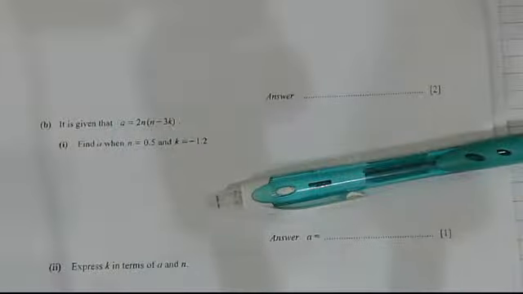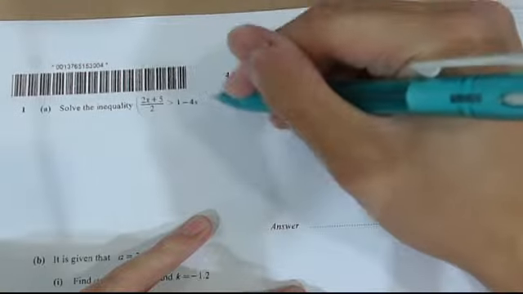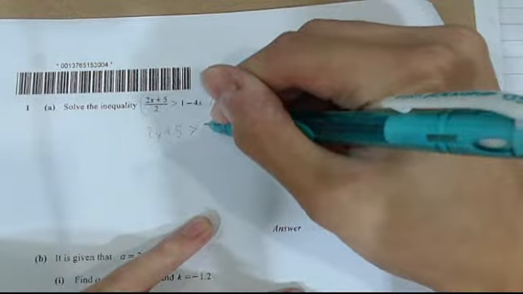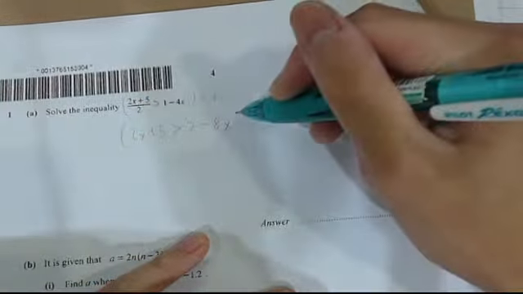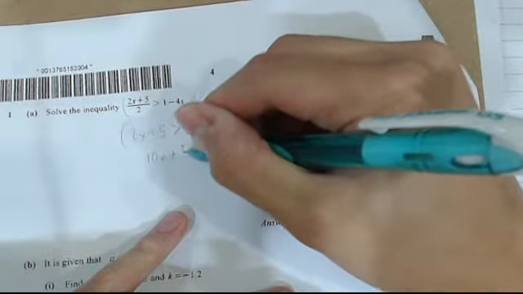I'm actually gonna start doing the paper. Okay. Solve the inequality. So I'm just gonna multiply both sides by 2. We get 3x plus 5 greater than 3 minus 8x. We're just gonna add 8x to both sides and we get 10x plus 4 greater than 2.